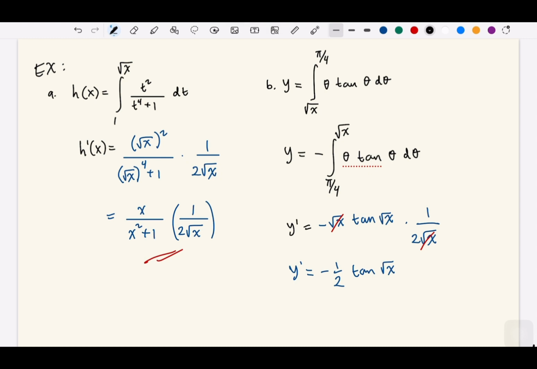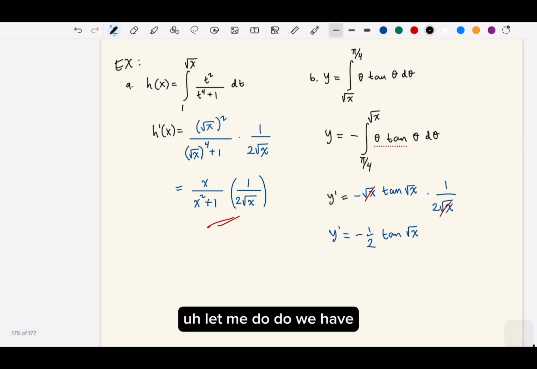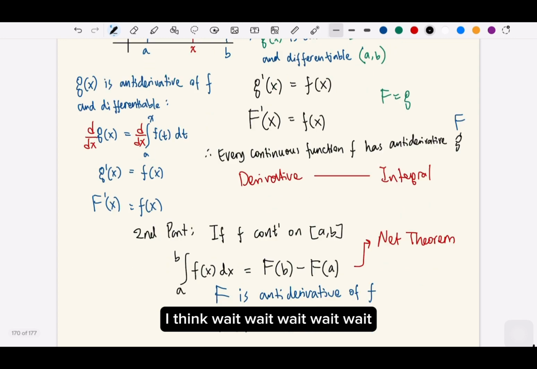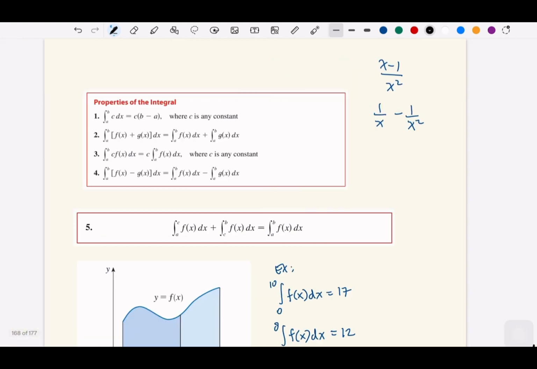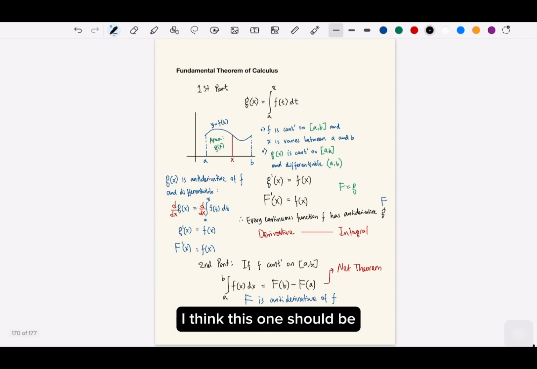That's right. Minus half. From where minus half? I think I have given you some of the proof. Let me check for a while, whether I have given you. Okay, I think this one should be.